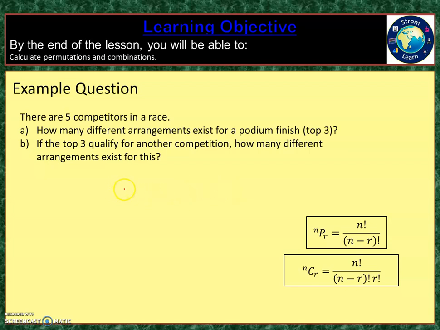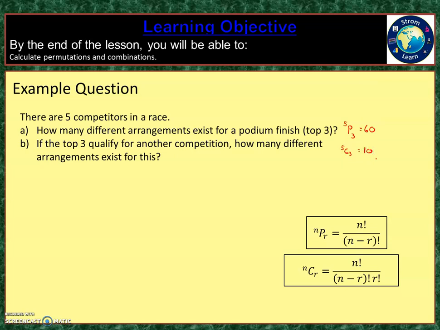So how many different arrangements exist for a podium finish, top 3? So there are 5 items I can select from, the 5 competitors. I'm looking at a permutation and I'm interested in selecting 3. So if I type that into my calculator, I get the answer of 60. Now when I do the combinations one, so still 5 and 3, but this time it's combinations, that gives me the answer of 10.